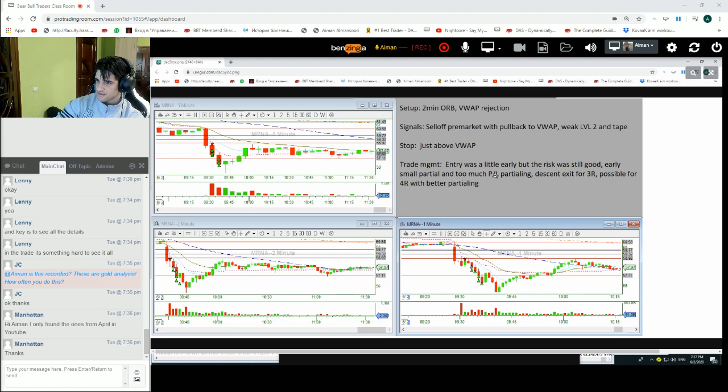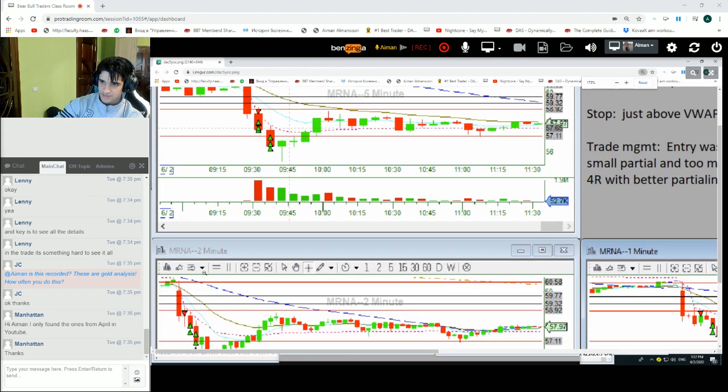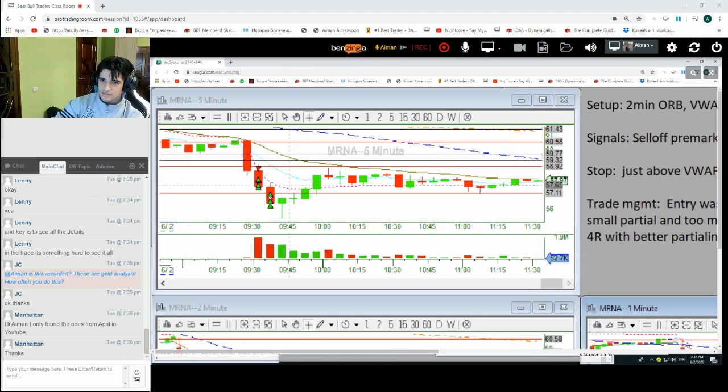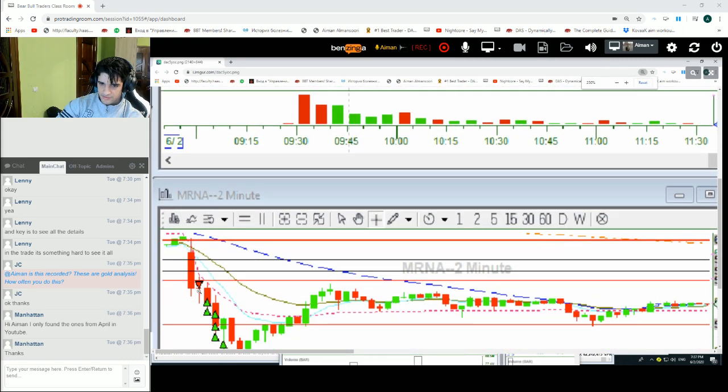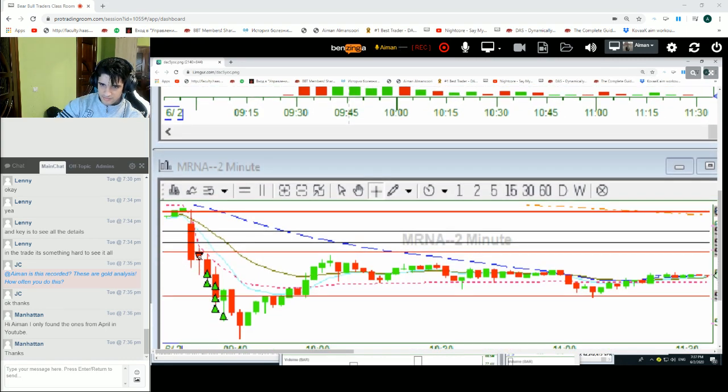Small partial and too much PNL partialing. Decent exit for 3R. It could have been a 4R. So let's see what happened there. 2-minute opening range breakdown right there. Took it to the short side. And what was your stop loss? Was your stop loss the half the wick or VWAP?